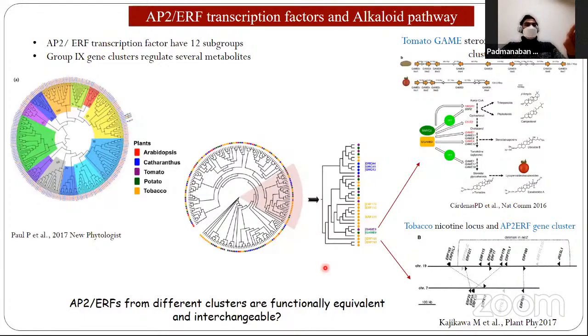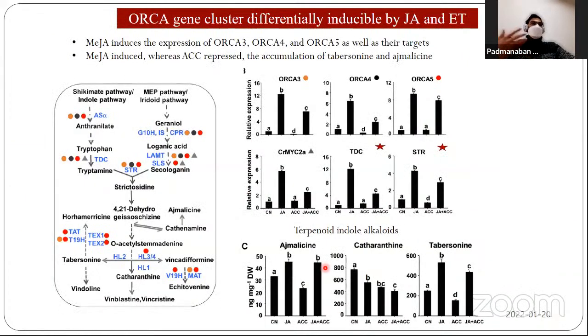Then they found these ORCAs are present here, and started to characterize all these ORCA genes to find how they are related. ORCA3, ORCA4, ORCA5, and these dots represent the metabolite production enzymes. When ORCA3 is induced after jasmonic acid induction, it promotes the production of tryptophan, tryptamine, and then strictosidine. When they looked at the target compounds, ajmalicine, catharanthine, and tabersonine, you can see that jasmonic acid induction enhances the production of these compounds, but not catharanthine.